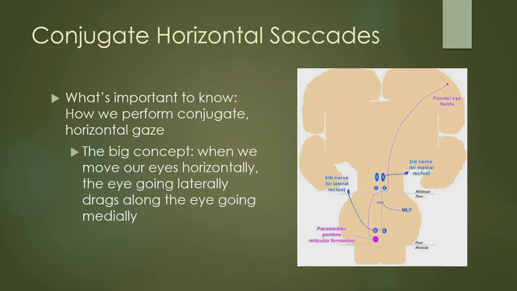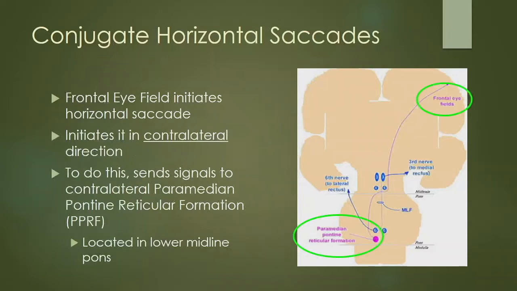So what I'm going to focus in on is the control of horizontal saccades, because that's particularly important when understanding coma and herniation localizations. So it's important to know how we go about producing horizontal saccades, given that it involves multiple parts of the brainstem. The big concept is that when you move your eyes laterally through a saccade, then the eye going laterally drags along the eye that ends up going medially to follow. So you start with the frontal eye fields.